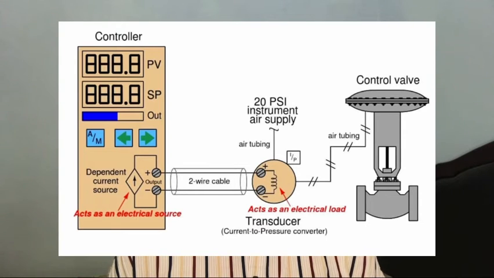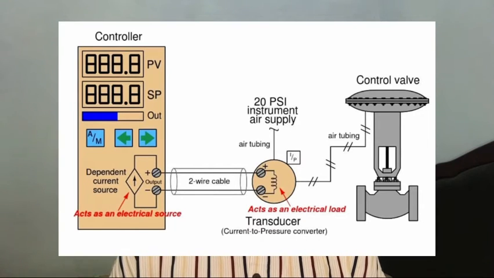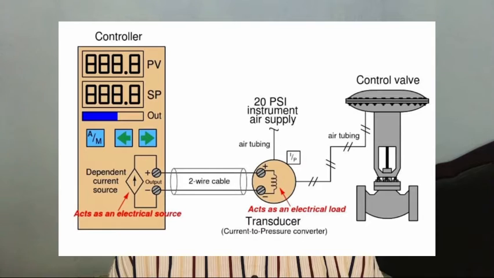To illustrate, consider the example of a controller sending a 4 to 20 mA signal to an I to P, or current to pressure signal converter, which then pneumatically drives a control valve. This particular controller has two digital displays, one for process variable and one for set point, with a bar graph for displaying the output value.